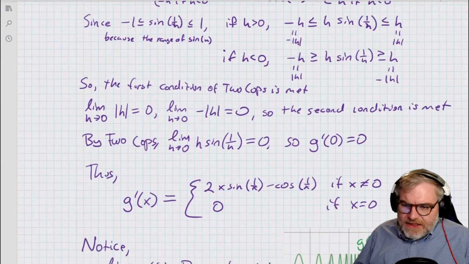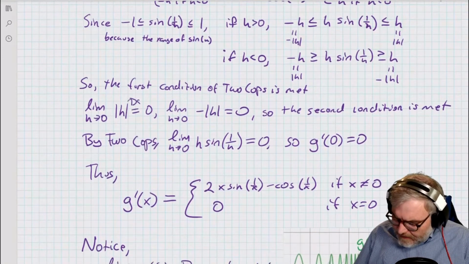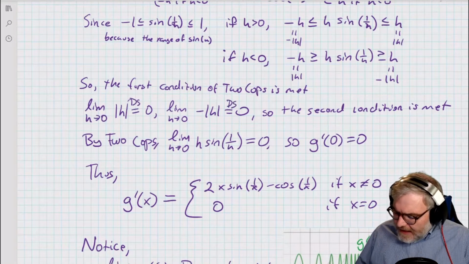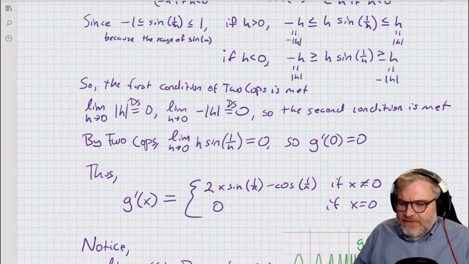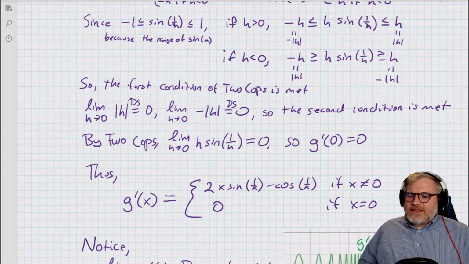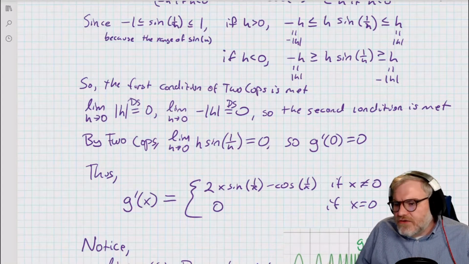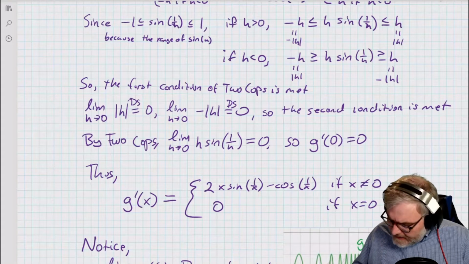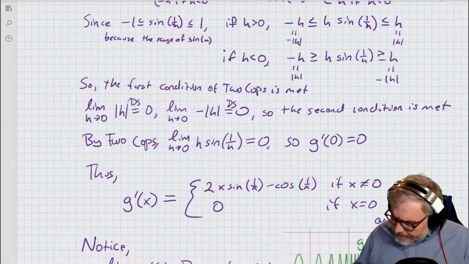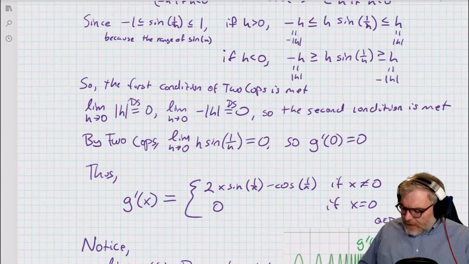Both of these functions are continuous, so I'm just going to plug 0 into both of them, and I've got the second condition. Everyone's heading to 0. So by 2 cops, the limit as h goes to 0 of h sine of 1 over h equals 0. So g prime of 0 is 0. That means that g prime of 0 equals all of this. And I'm done with my proof.